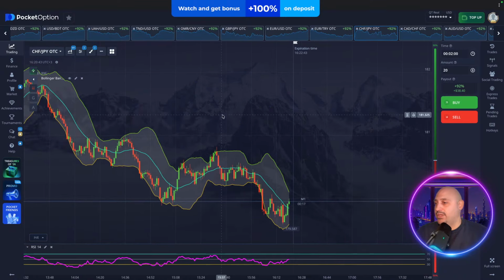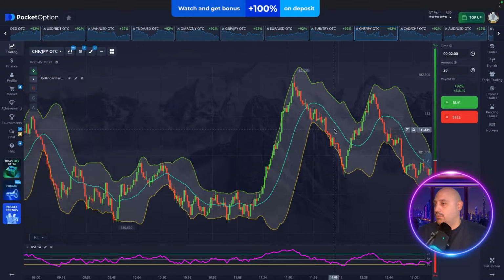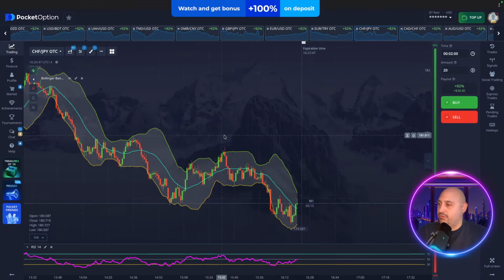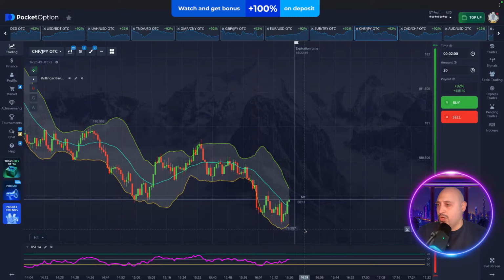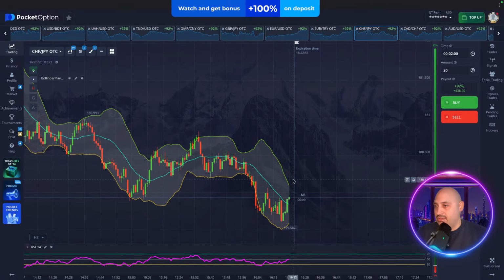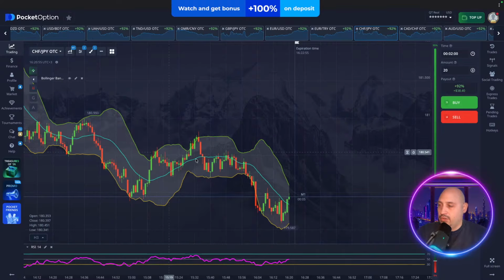Therefore, I avoid this. Okay, I do see some kind of downtrend from here to here. So if I were going to place a trade, I would wait for the price to at least come to the upper band, do what it did here or here, and place a sell trade.